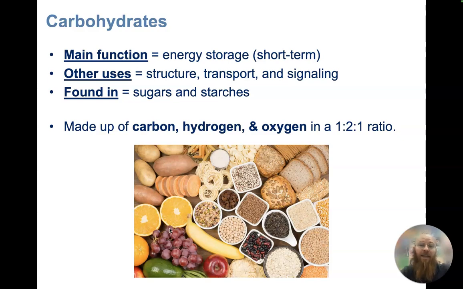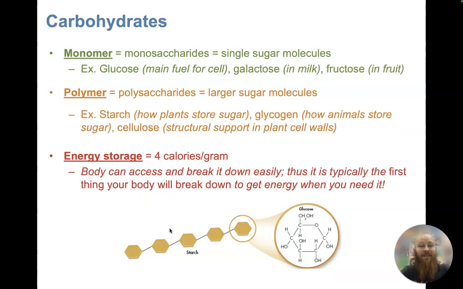These are typically found in sugars and starches, a lot of the foods we eat, like our grains, fruits, and vegetables. And a big thing to remember is that carbohydrates are typically made up of carbon, hydrogen, and oxygen in a 1-to-1 ratio, meaning they're typically found with 1 carbon, 2 hydrogen, and 1 oxygen in some combination. Okay, so those are the important fundamentals of what carbohydrates are. We want to break this down a little bit further, because we're talking about monomers and polymers and why they're relevant to us.